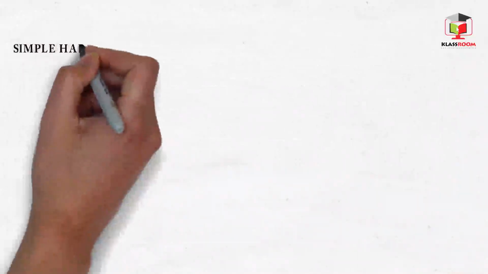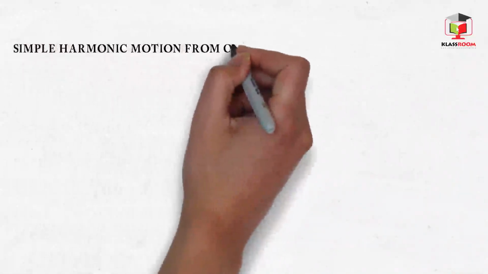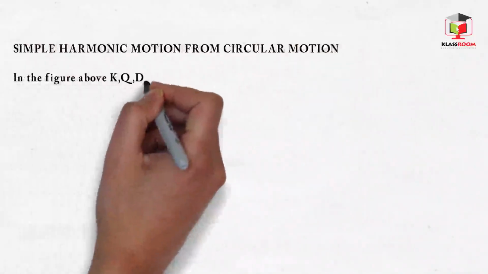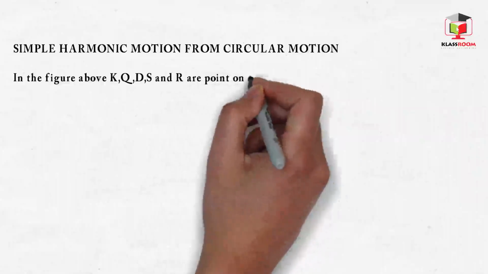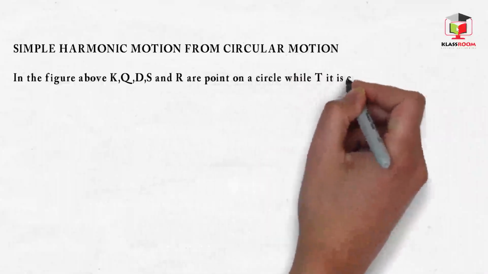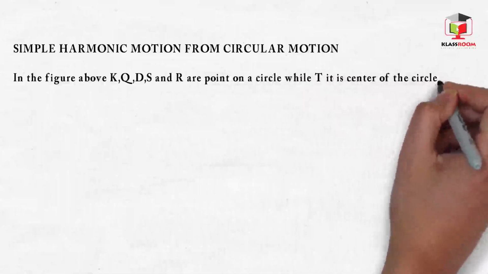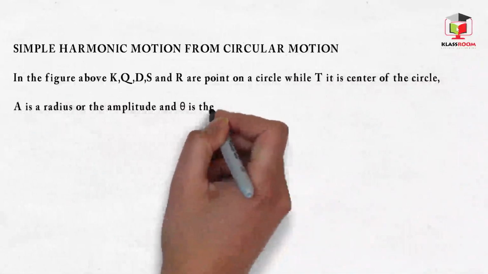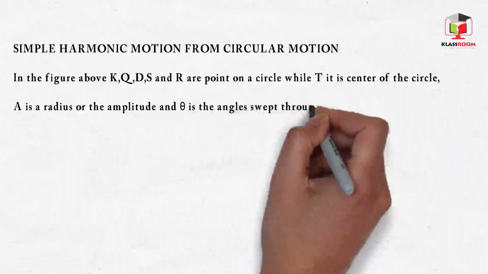Simple harmonic motion from circular motion. In the figure above, K, Q, D, S, and R are points on a circle, while T is the center of the circle. A is the radius or the amplitude, and theta is the angle swept through by the radius or the amplitude. X is the displacement from the center, T.